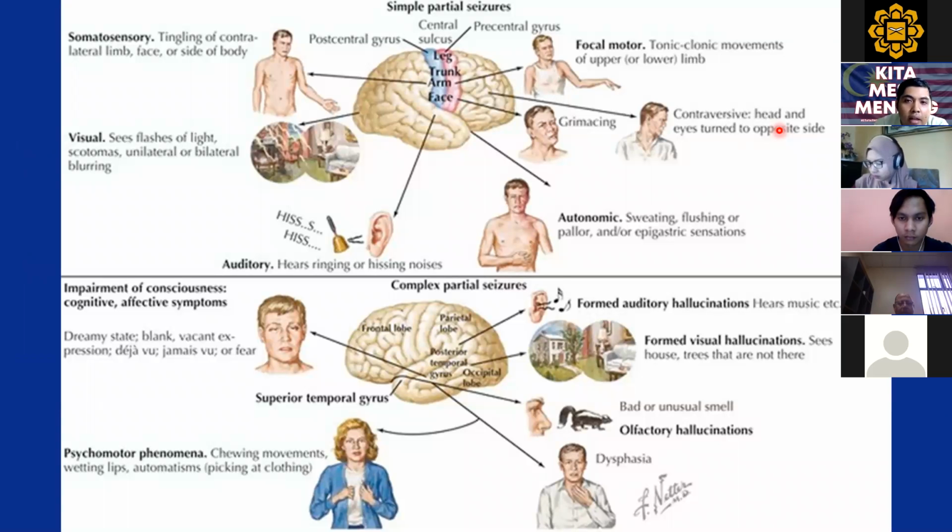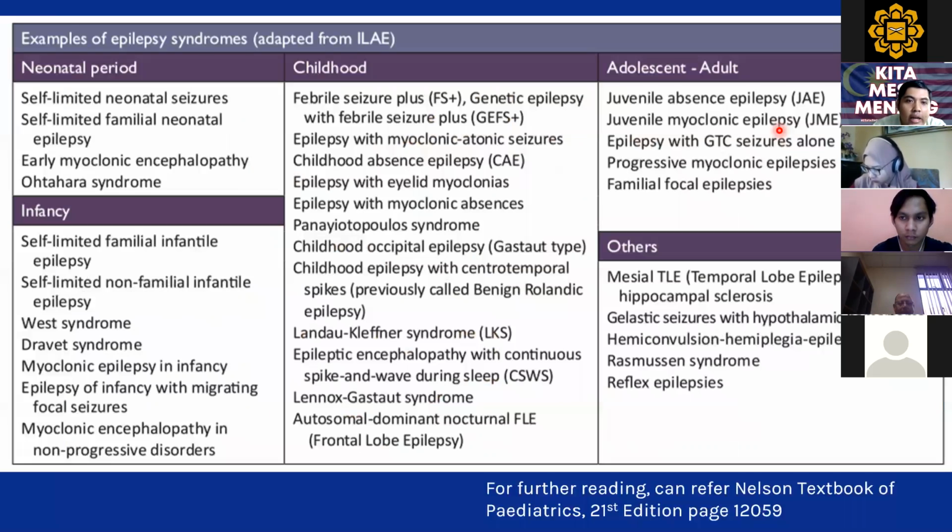Okay, these pictures show some clinical manifestations of focal aware seizures and focal seizures with impaired awareness. So you can read after this. Okay, see, these are examples of epilepsy syndromes. Okay, so there are a lot of epilepsy syndromes. So if you want further reading, you can read the PITS protocol or go to the Nelson textbook, page 12,059.